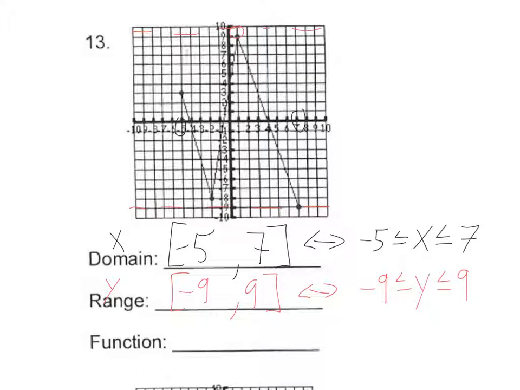Finally, is this a function? Well, I'm going to do the vertical line test. The vertical line test states that if there are any places that I draw a vertical line and I hit a graph more than once, it is not a function. In other words, there are repeated x values. In this graph, there are no repeated x values, so yes, it is a function.